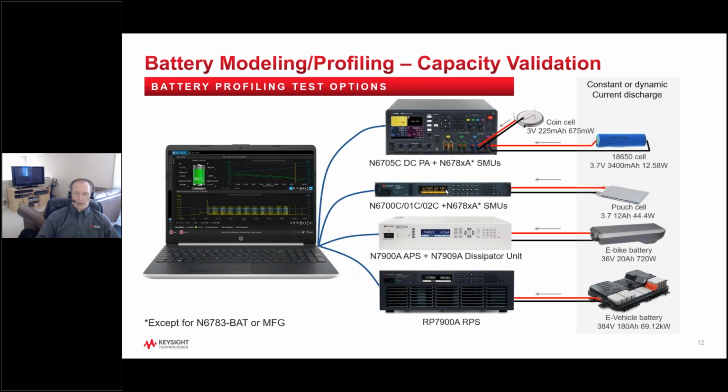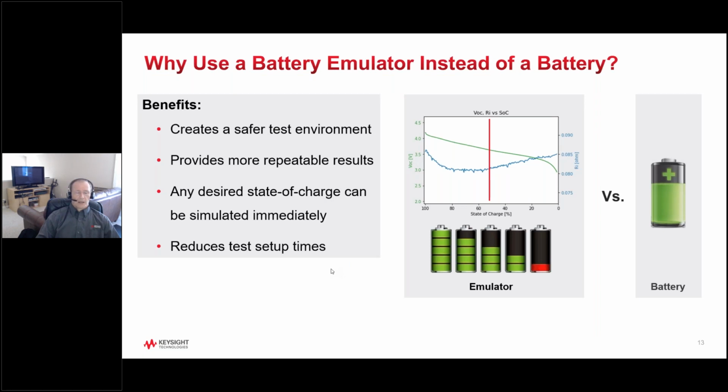By the way, for the N6705, we support all except one particular SMU. Why are we using SMUs? Because of course they're two quadrant, and they also have very accurate measurement capabilities. And as I said, it is very important to have accurate measurement capabilities in the hardware that you're using to make the measurement. Otherwise, you just don't get a good battery model. So again, if you get a battery model, then you can also use that model to emulate the battery.